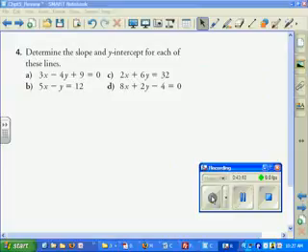All right, so number 4 is asking us to determine the slope and y-intercept for each of these lines. Let's take a look at A.